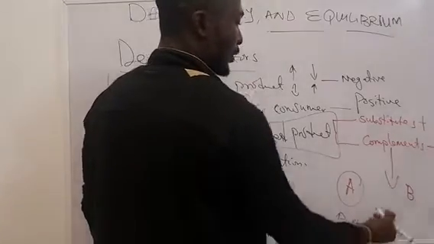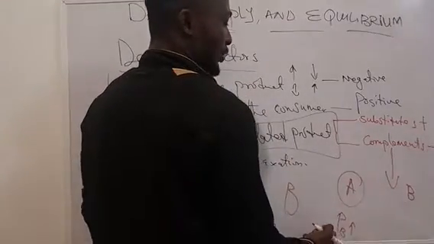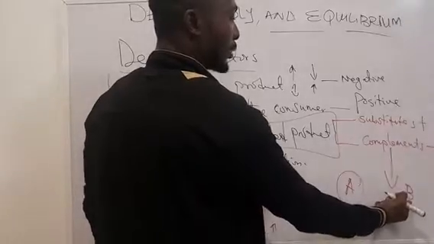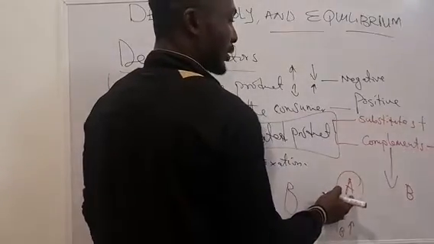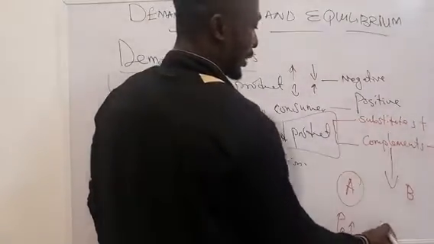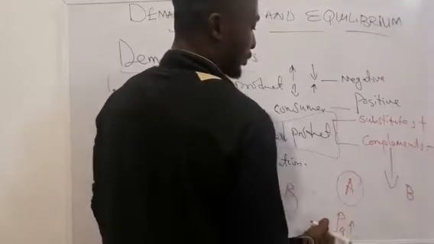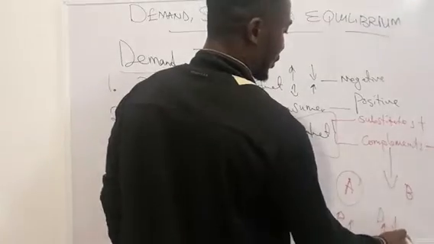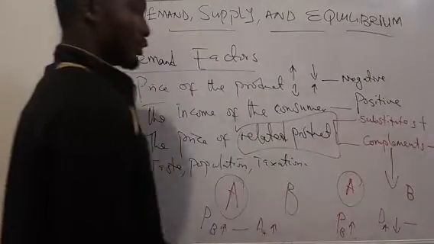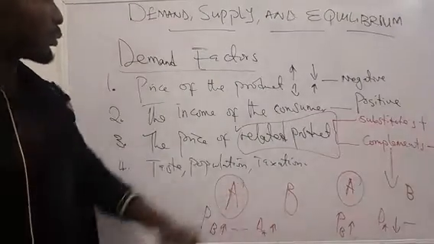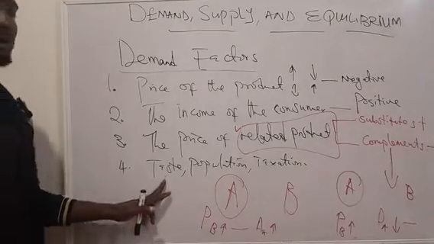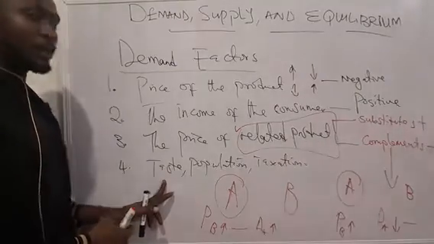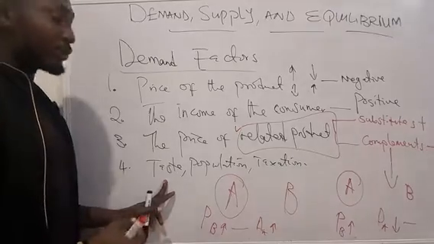So the price of B has gone up, and a lot of people are no longer buying B. It means they will also not buy A. So the price of B goes up and then the demand for A goes down. This is a negative relationship. Then with taste, we refer to consumers' preference.